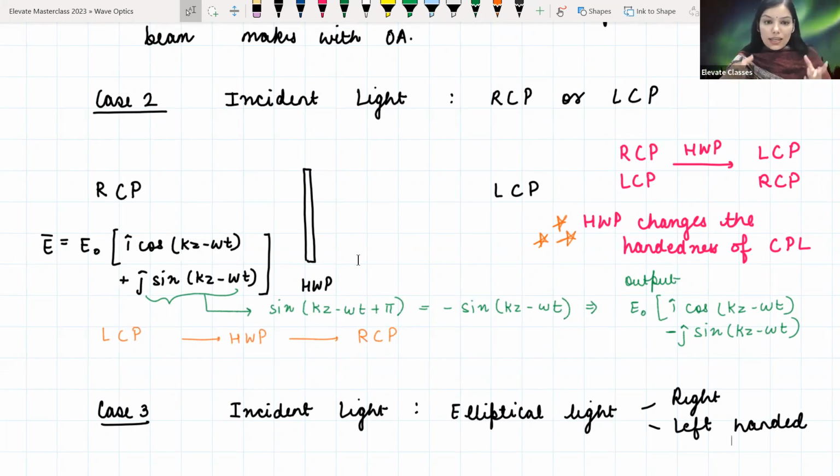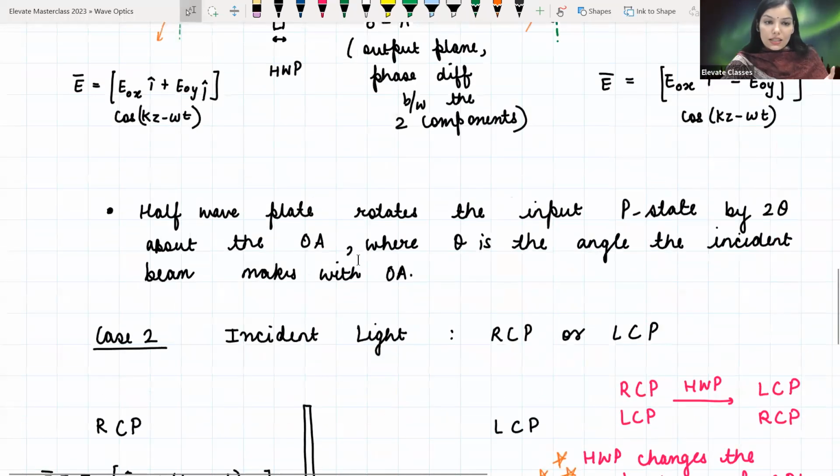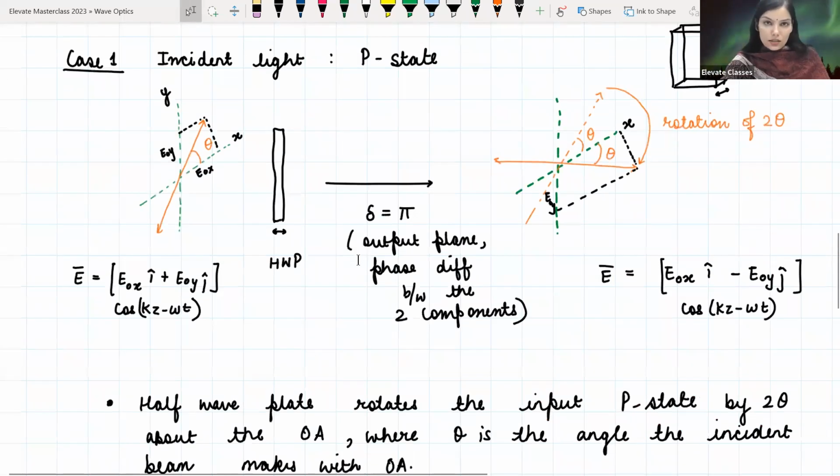But the actual nature of the beam, half wave plate is not changing the polarization of the beam in that way. जैसे हमने ऊपर देखा कि जब इंसिडेंट लाइट P स्टेट था तो वो P स्टेट में ही बाहर आएगा, बस वो रोटेट हो जाएगा by some angle. ठीक है, but it will always give you output in the same state of polarization, only it will rotate. यहाँ पे क्या हुआ? P state को उसने rotate कर दिया.